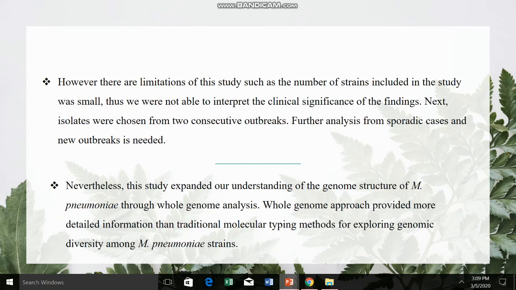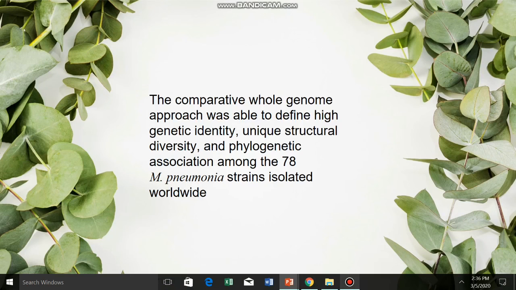However, there are limitations, such as the number of strains included is small, and the isolates were chosen from 2 consecutive outbreaks only. But nevertheless, this study expanded our understanding of the genome structure of Mycoplasma pneumoniae through whole genome analysis. The conclusion is that the comparative whole genome approach was able to define high genetic identity, unique structure, diversity, and also phylogenetic association among the 78 strains isolated worldwide.